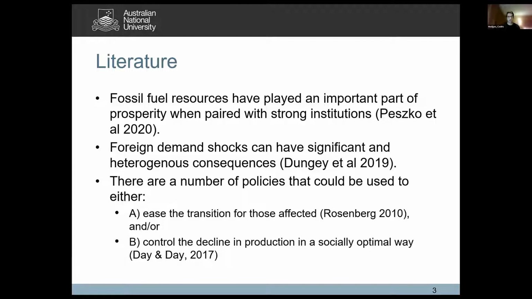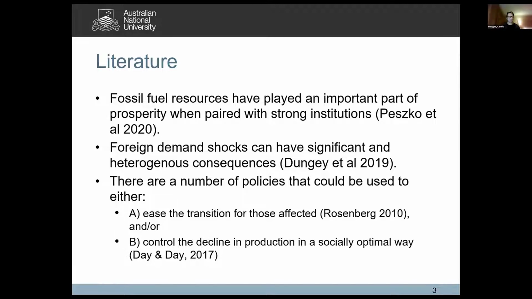But the consensus that I could find, summed up in this recent book by Pesco et al., was that they're pretty important when they're paired with strong institutions. And so, for every, probably more developing country example where they've not been especially beneficial or led to a lot of growth, there are developed country examples like Australia and Norway and others where they have. So given all that, the question is, what can government do about it, right?